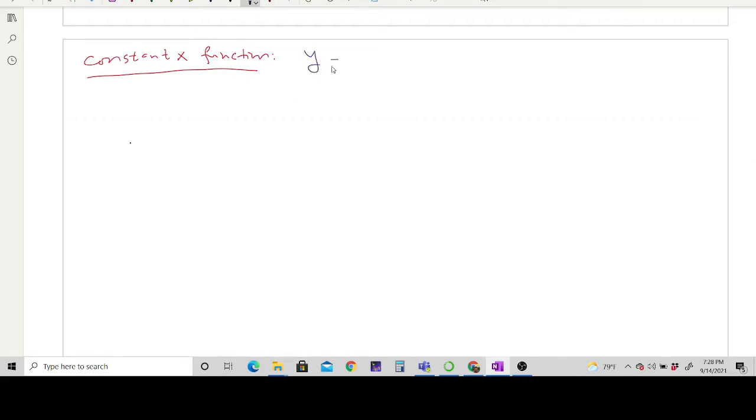Okay, the next rule is constant times a function. This means if we have y equals some constant k times a function f of x, then the derivative of this function, y prime, equals you keep the constant aside times the derivative of the function, f prime of x.